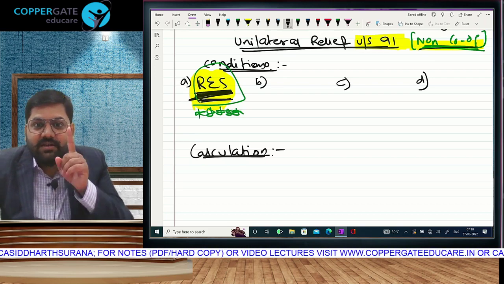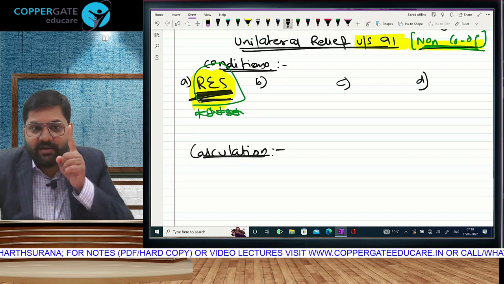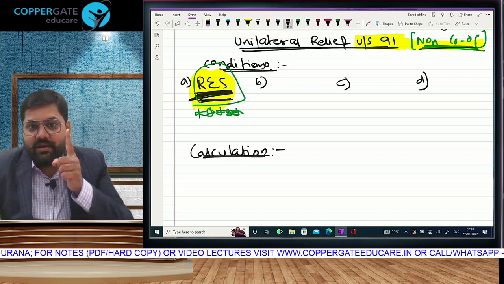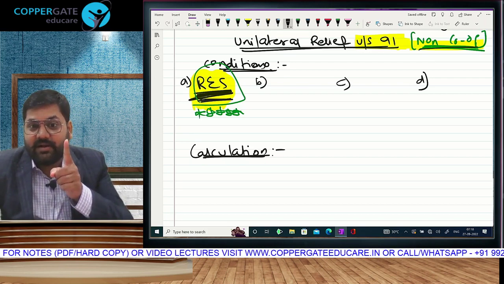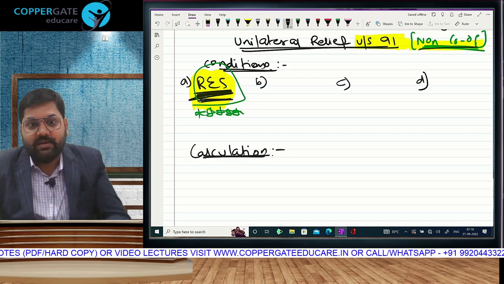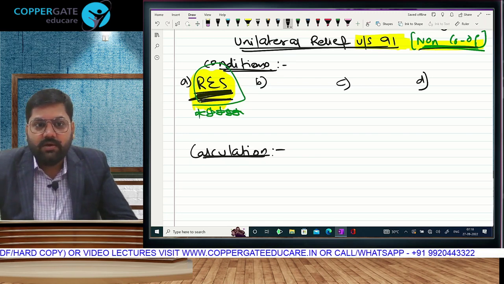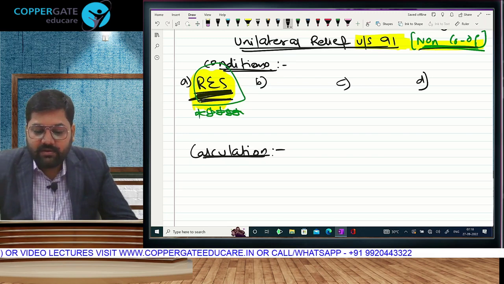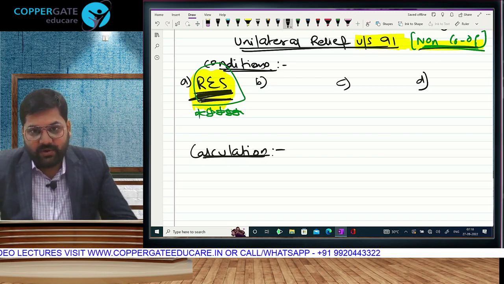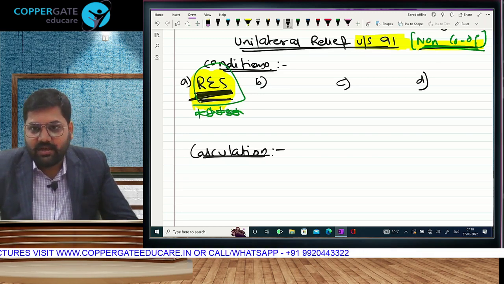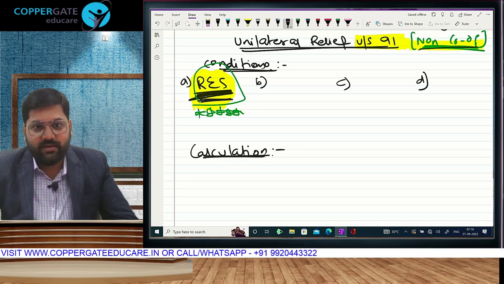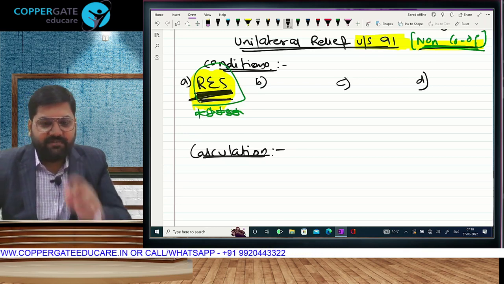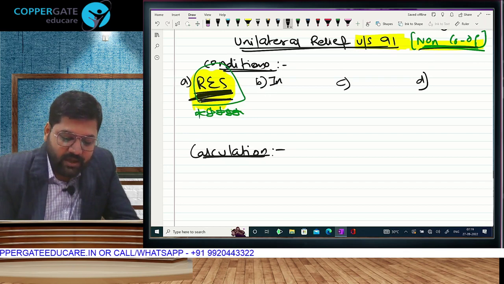Logic is clear. Unilateral relief will be available only and only to a resident. 100 times I ask you, 100 times you will have to answer. Unilateral relief will be given only to residents. Clear, mitro? Absolutely. Now, as I told you, the other three conditions are not really conditions, they are comedy. Unilateral relief is given to a resident if you have income outside India.